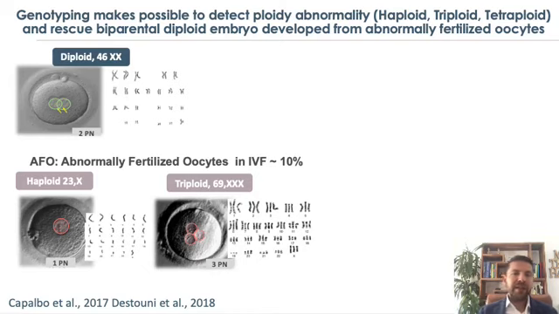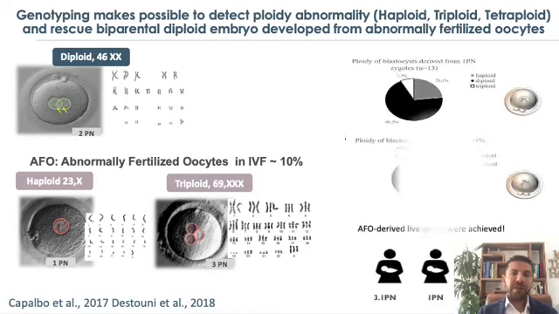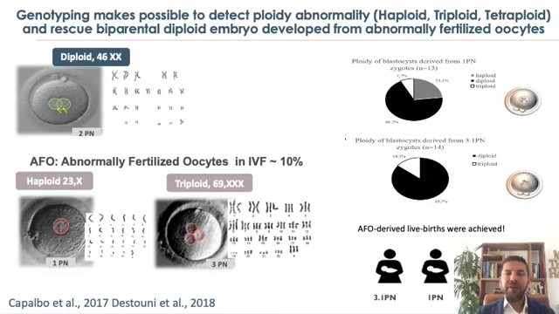Today we can assess directly the ploidy configuration of blastocyst-stage embryos derived from these abnormally fertilized oocytes, and we showed that a significant proportion of them are indeed biparental diploid and can be used to generate normal and healthy live birth, providing a very nice example of how the development of new genetic technologies can directly improve the treatment of IVF patients, in this case by providing additional embryos that are available for transfer following genetic testing that otherwise would be discarded in the absence of any improved genetic testing technology.